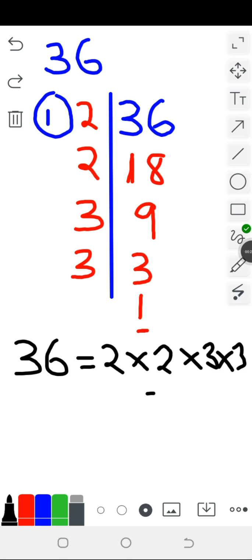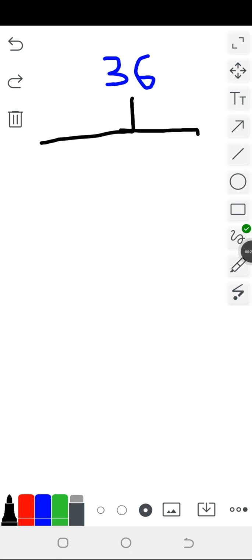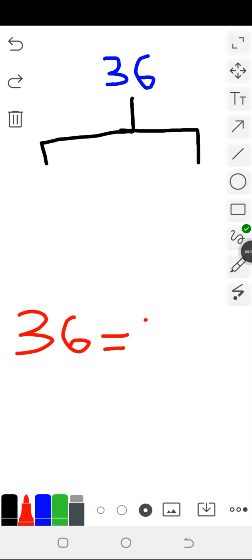Now, let's obtain the prime factors of 36 using the tree method. You write your 36. You now draw branches. 2 branches for the number 36. Now you think of 2 numbers such that when you multiply those 2 numbers, you will get 36. Now there are many examples of such. Now 36. We have 6 times 6. 6 times 6 will give us 36.